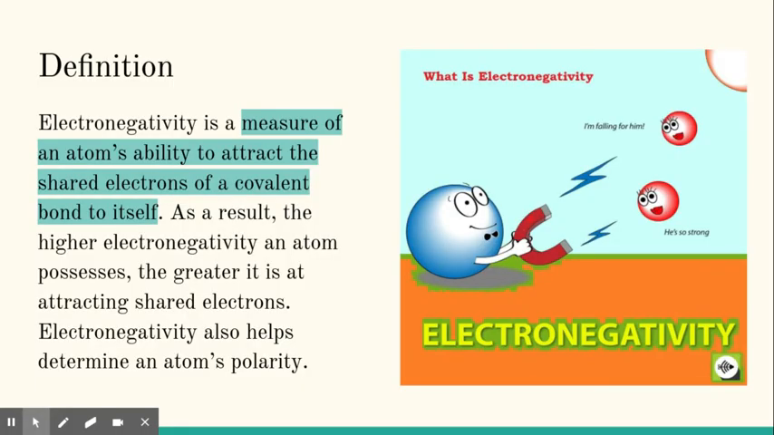The definition of electronegativity is the measure of an atom's ability to attract the shared electrons of a covalent bond to itself. As a result, the higher electronegativity an atom possesses, the greater it is at attracting shared electrons. Electronegativity also helps determine an atom's polarity.